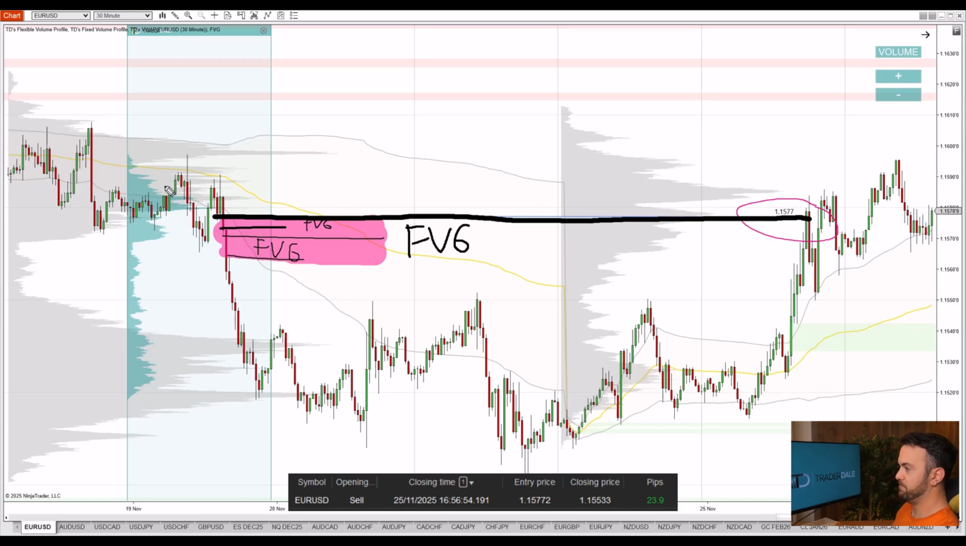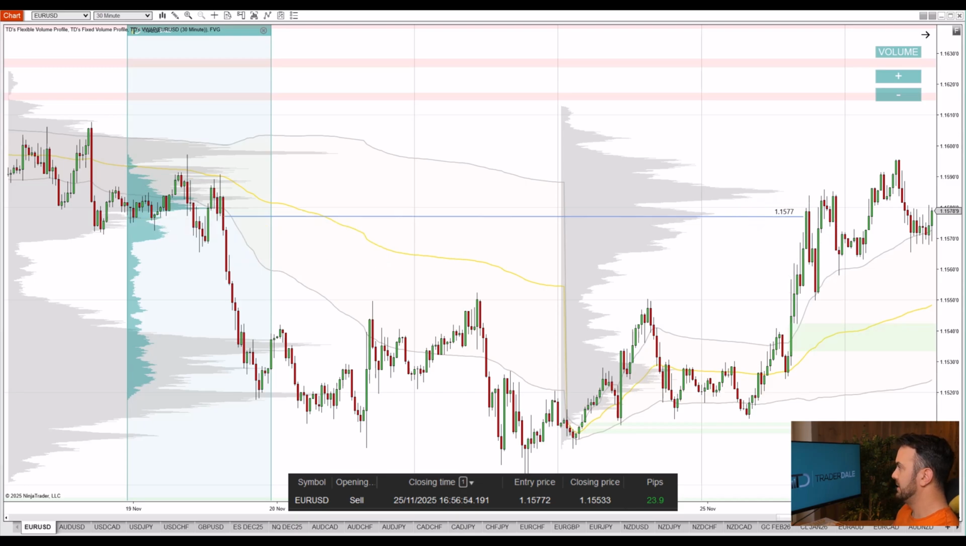All right, so we have a heavy volume zone, very nicely aligning with a big fair value gap, and after a couple of days we had a pullback to that level, so that's why I went short from there. Now this was the trade entry, but what's also important is the stop loss placement and take profit placement. So let me first talk about the stop placement.